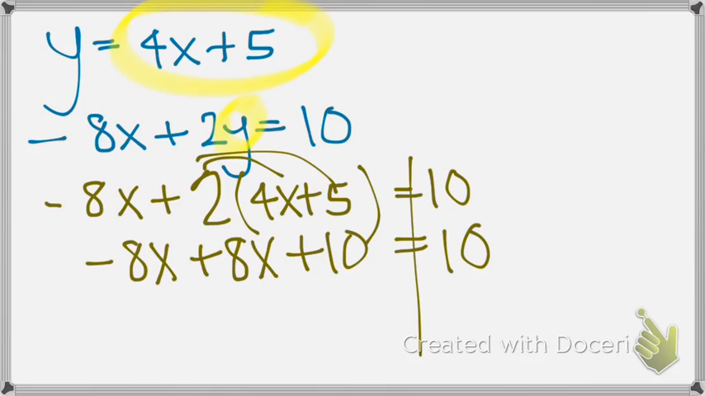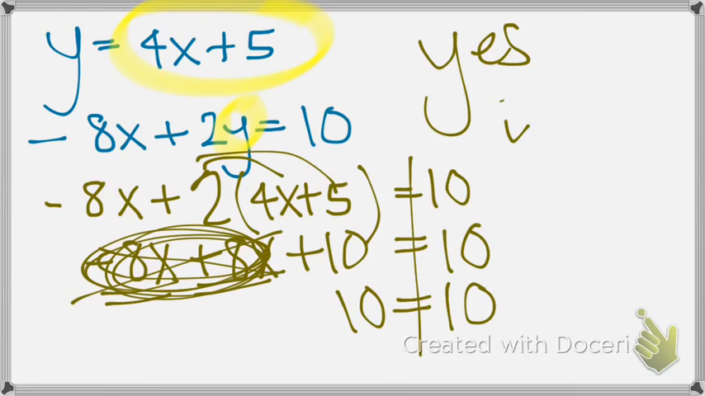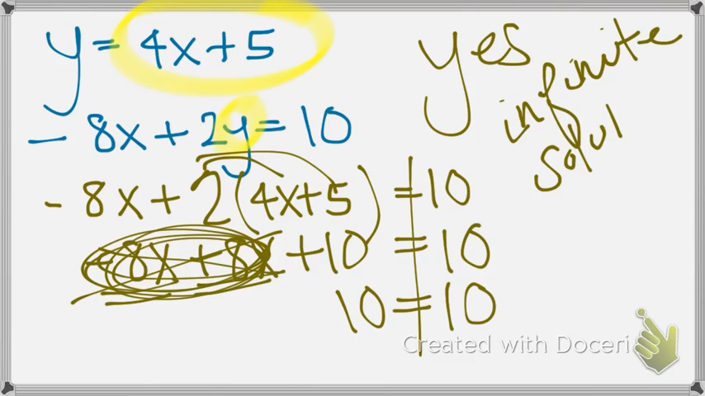Well, here, negative 8 and positive 8 make 0. So there's no more x's. Those are gone. That's 0. So now I have just 10 equals 10. Does 10 equal 10? And since the answer to that is yes, that means there's infinite solutions. And if you were to graph these two lines, they're actually the exact same line. And that means for every x and y value, they're always going to have every value in common, which is why they have infinite solutions, because the line has arrows and it goes on forever.